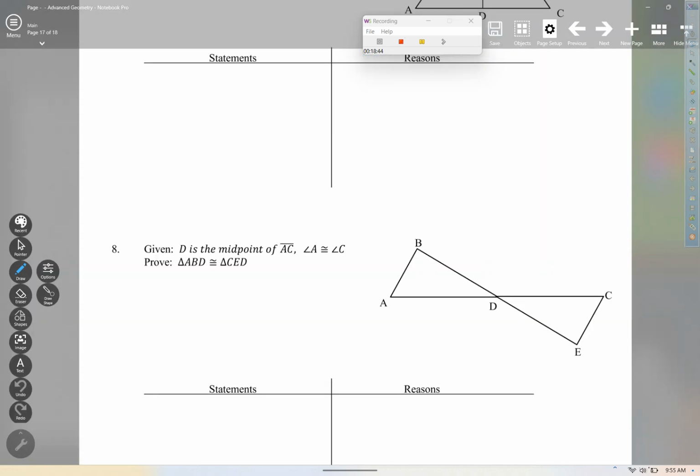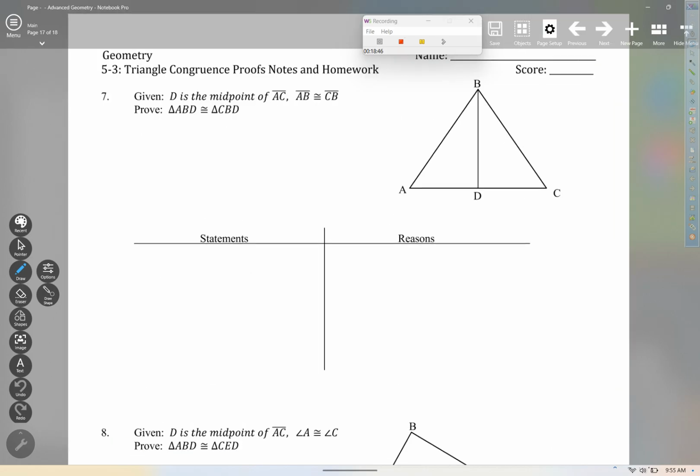Let's go ahead and look at number 7. Given: D is the midpoint, ooh, new word, fun, new point, midpoint of AC, and I might have to do 2 lines with my given because it's quite long. AB is congruent to CB. All right. So reminder, we can only mark it if it says this equals this, right? So AB does equal CB. I can mark that. Awesome.